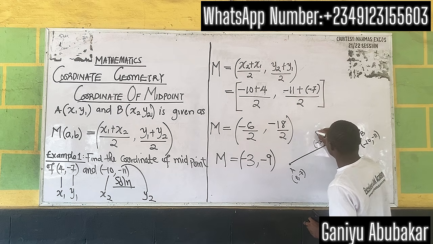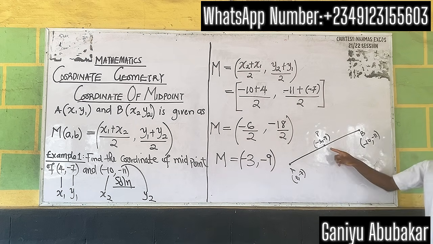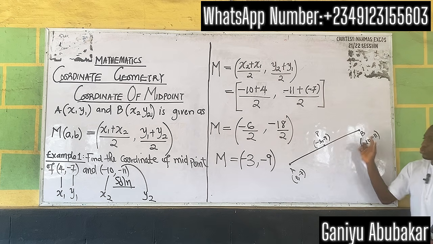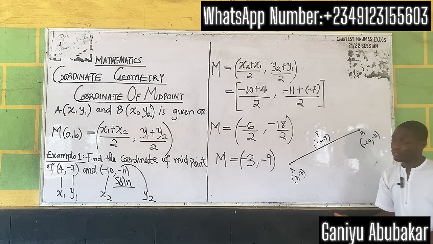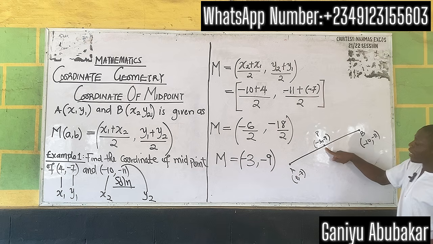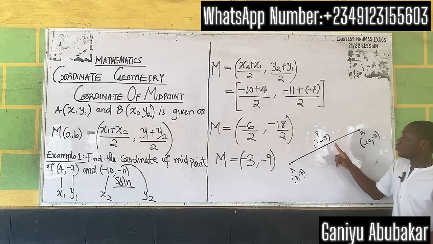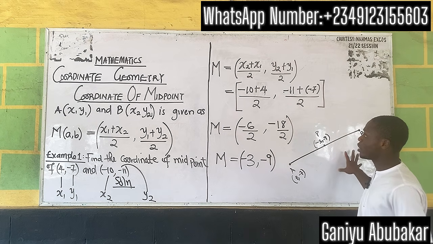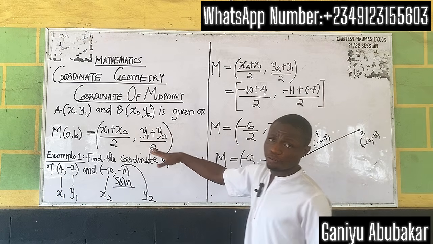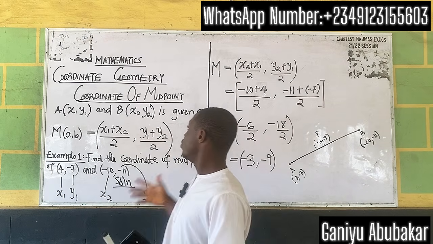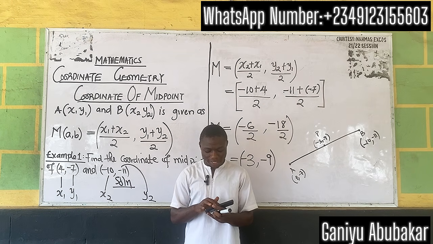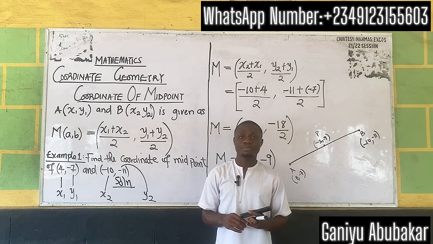So this coordinate, let me call it P. So let me call this place P. So this is A, B, and P. So this is what this thing means naturally, right? So it means that the center, what will be at the center there? So the coordinate is what we're actually trying to look for. So this is the concept behind coordinate of midpoint in the study of coordinate geometry. Let's proceed with another example under this concept.